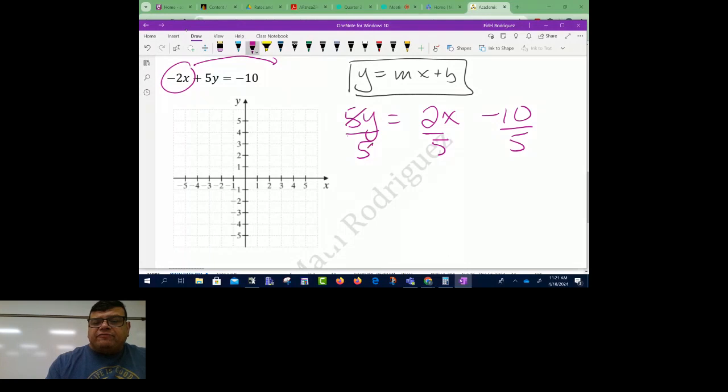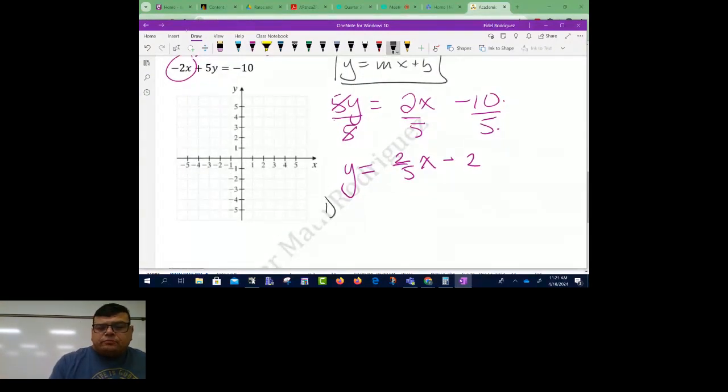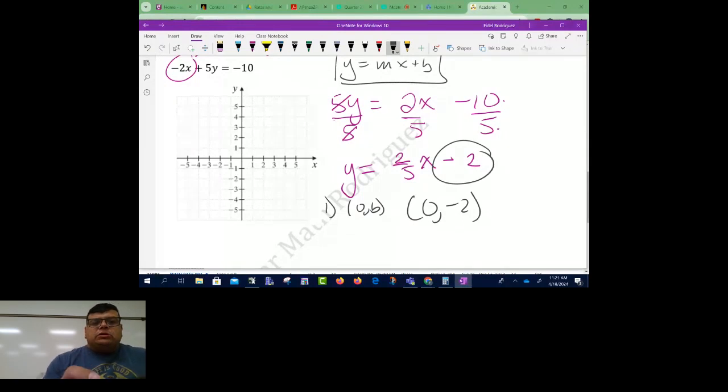Sorry, guys, my pen's freezing up here a little bit. Okay, so look, y'all, we have y equals 2 over 5 with an x minus 10 divided by 5 is 2. Now, let's find our point 0 and b, because that's my starting point. In this case, 0 and -2. So let me find my point 0 and -2. It means don't go to the left or the right, but come down here to -2.